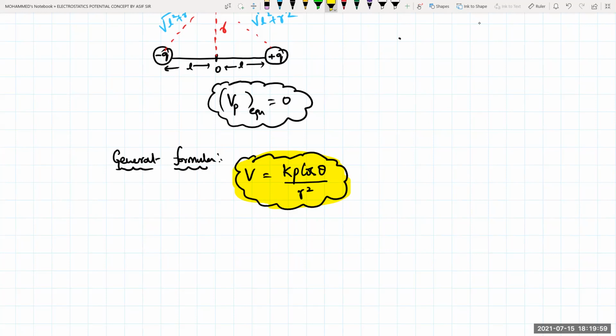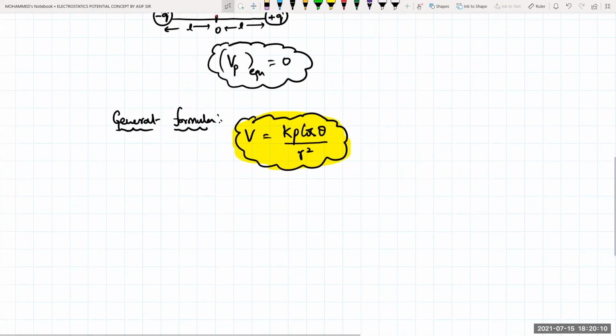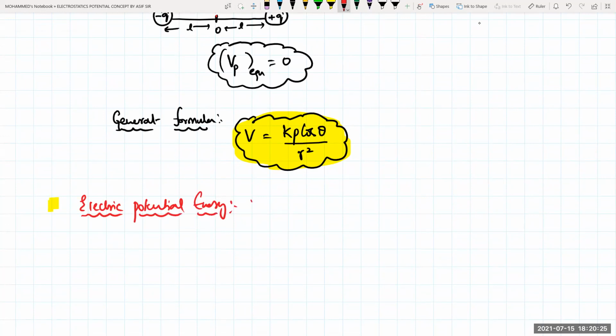Then the next topic is potential energy. What is the potential energy formula? Electric potential energy formula is how much? I told you this one already. Electric potential energy is represented by letter U. So U will be equal to how much?